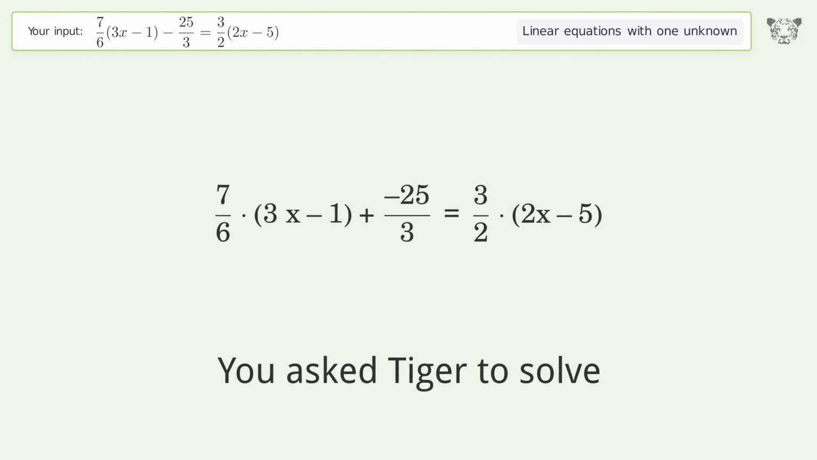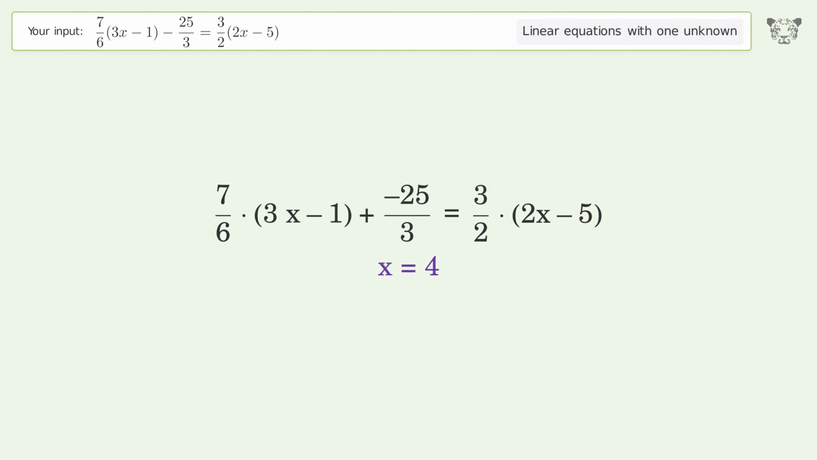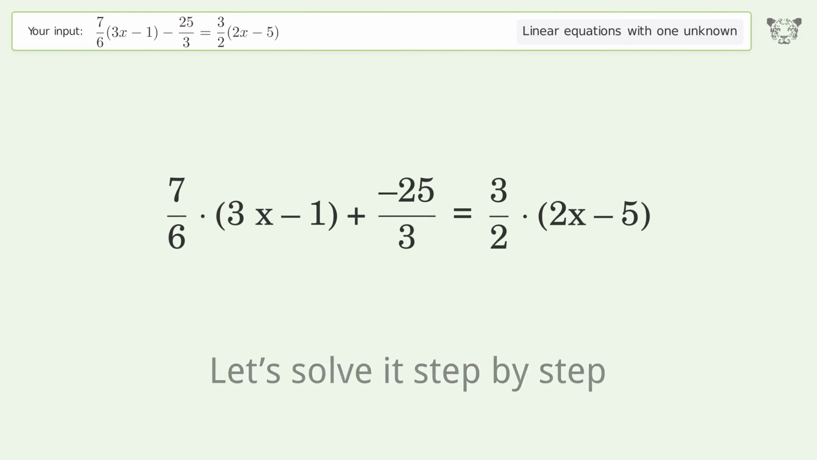You asked Tiger to solve this. It deals with linear equations with one unknown. The final result is x equals 4. Let's solve it step by step.